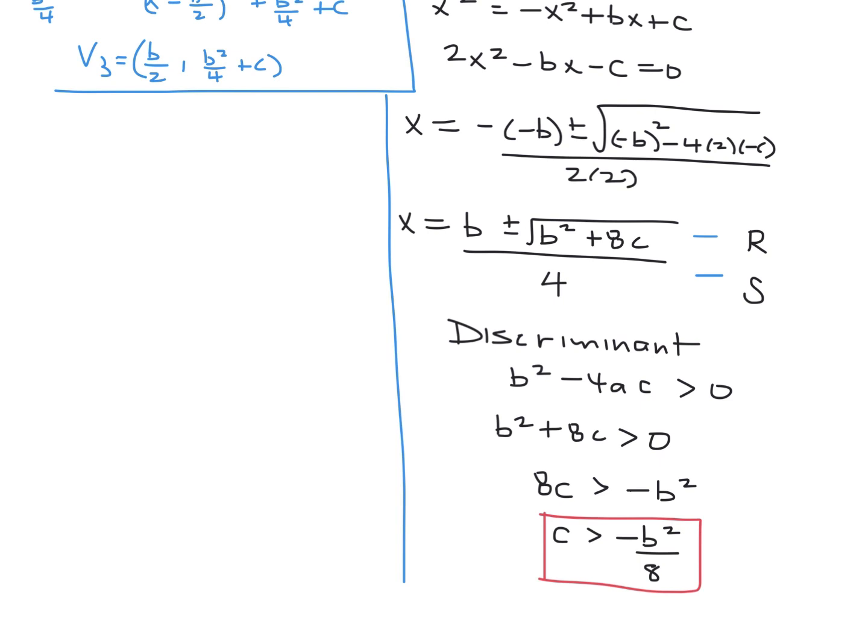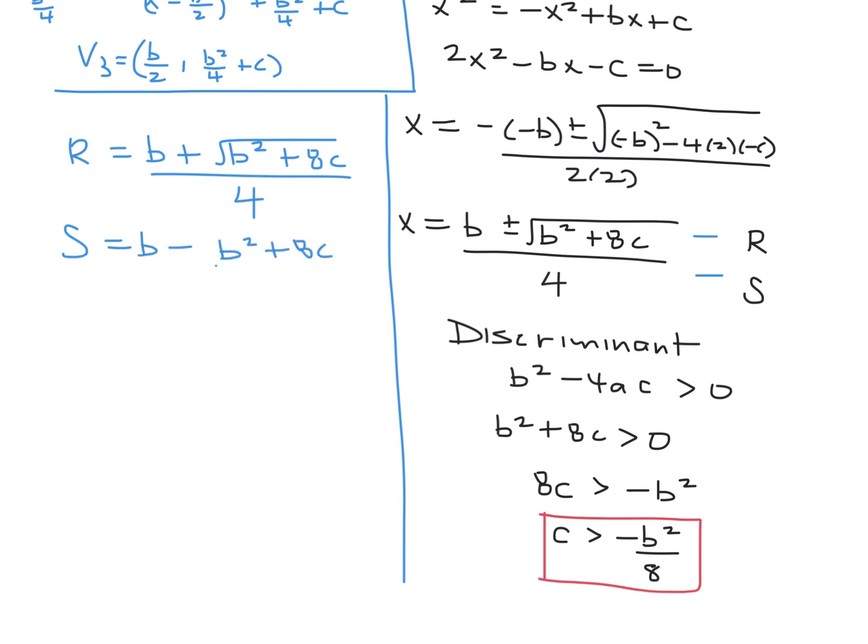So which one do you want to make r? I don't think it really matters. One of these is r. So r is (b plus the square root of b squared plus 8c) all over 4. And the other one we can make s. So s is (b minus the square root of b squared plus 8c) over 4.